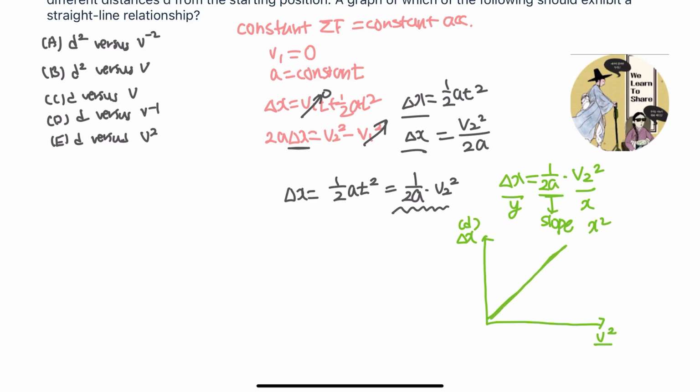And over here, because the slope of a position or distance and velocity graph is also always related to the acceleration, we can know that the slope would be 1 over 2a.